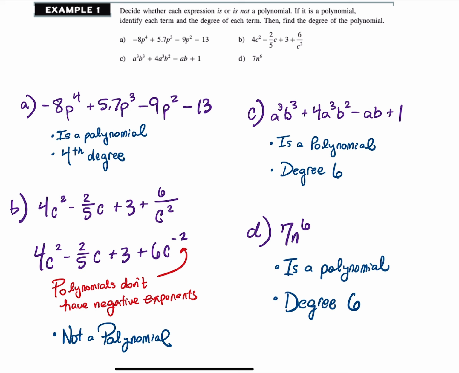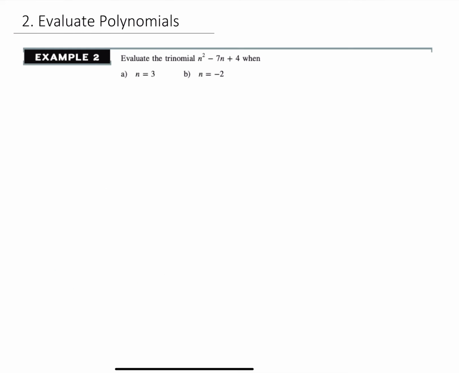So we could be asked to evaluate a polynomial, which really just means to plug in a number. So we're given this trinomial n squared minus 7n plus 4. It's called a trinomial because we have 3 terms here. So we want to evaluate when n equals a couple different values. So we just need to plug that in.